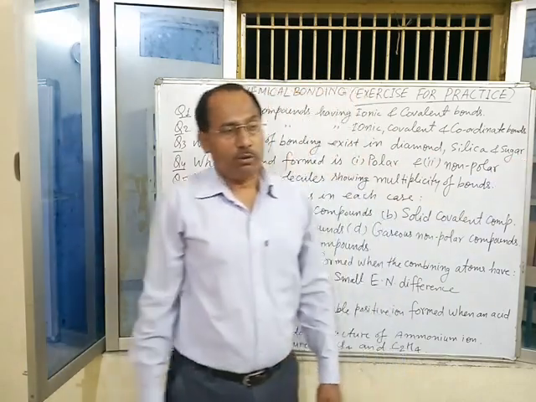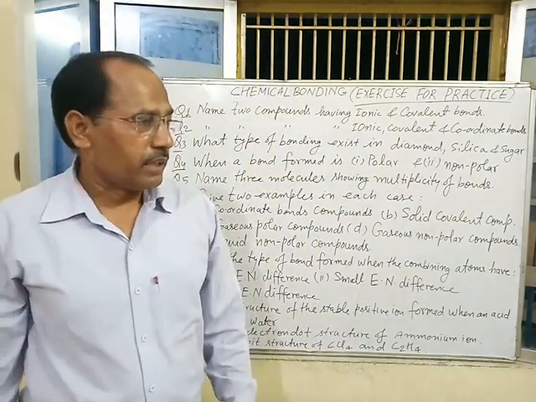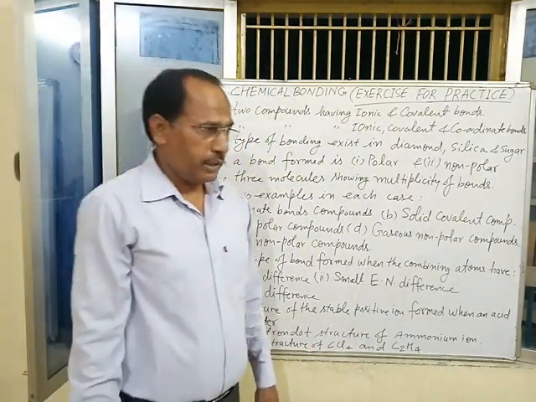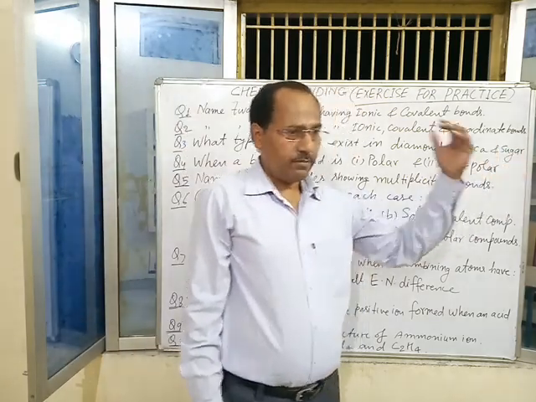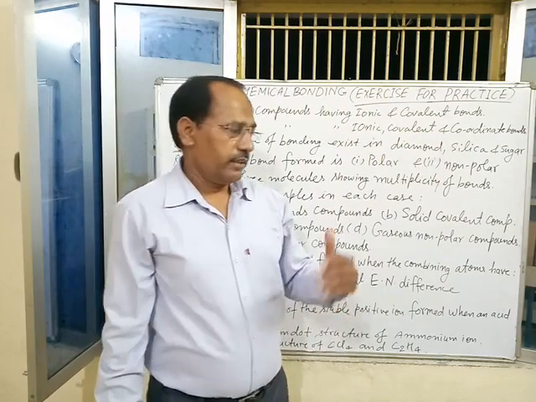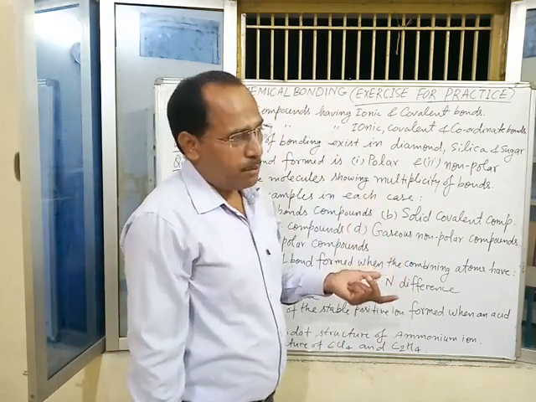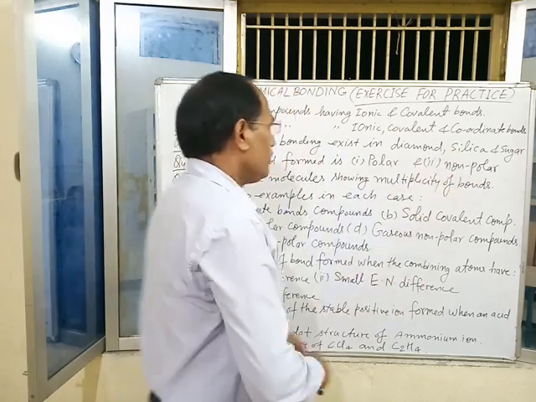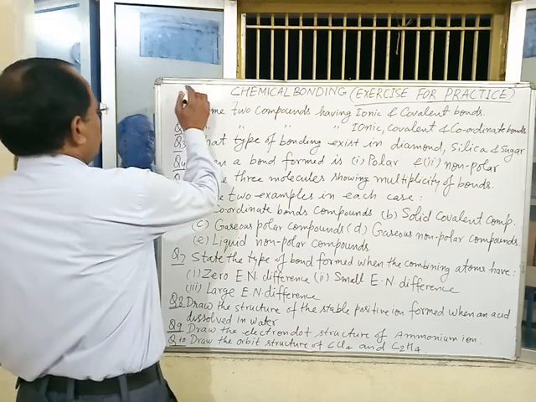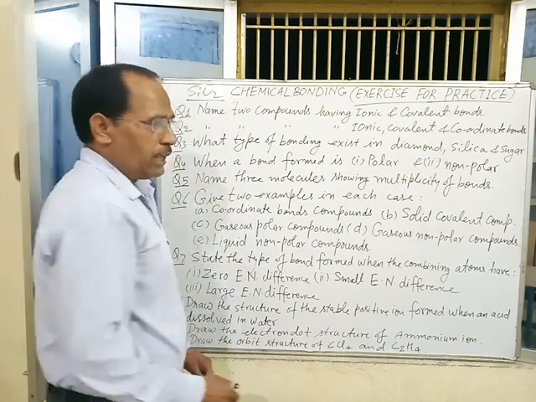Sugar is an organic compound. In all organic compounds, which type of bond is present? Only covalent bond is present in organic compounds. Sugar, urea, methane, ethane, carbon tetrachloride, all are organic compounds in which only covalent bond is present. Silica, the formula of silica is SiO2.